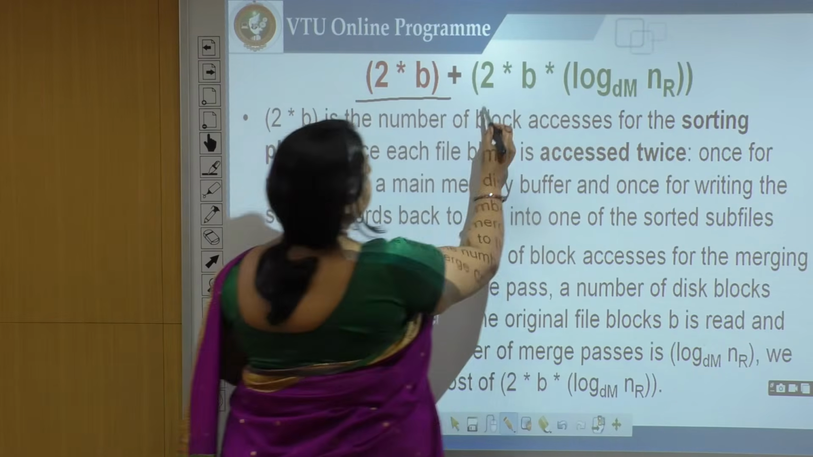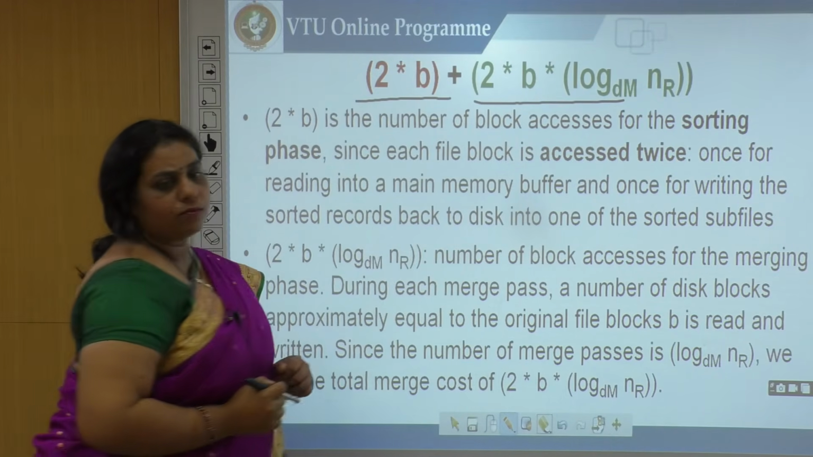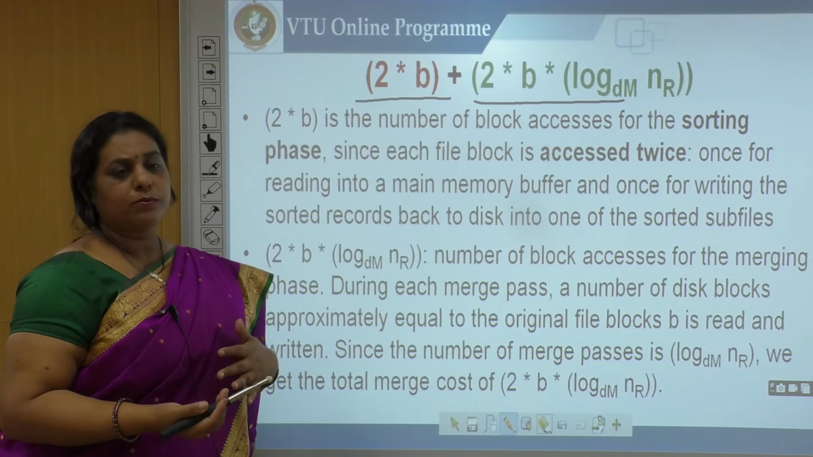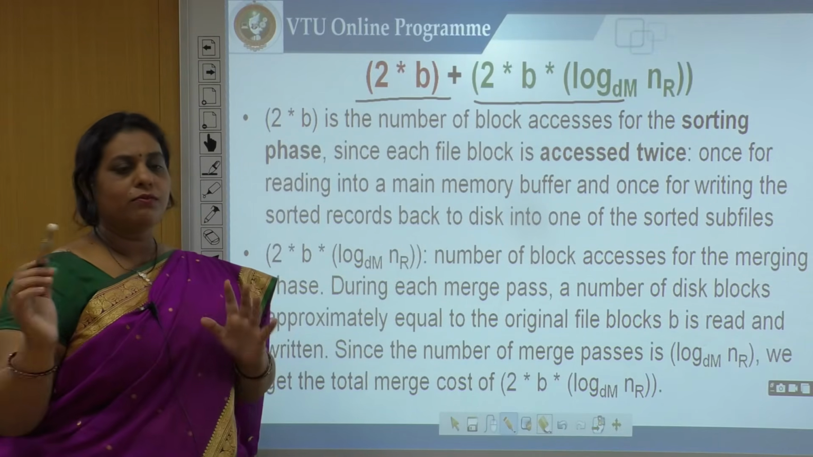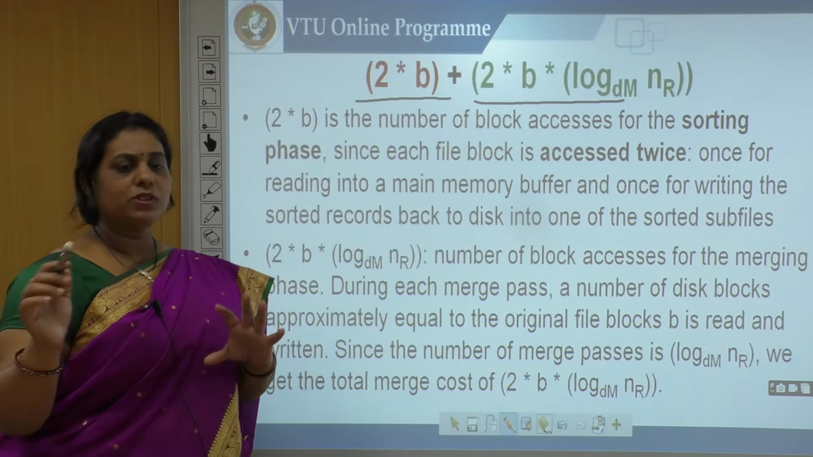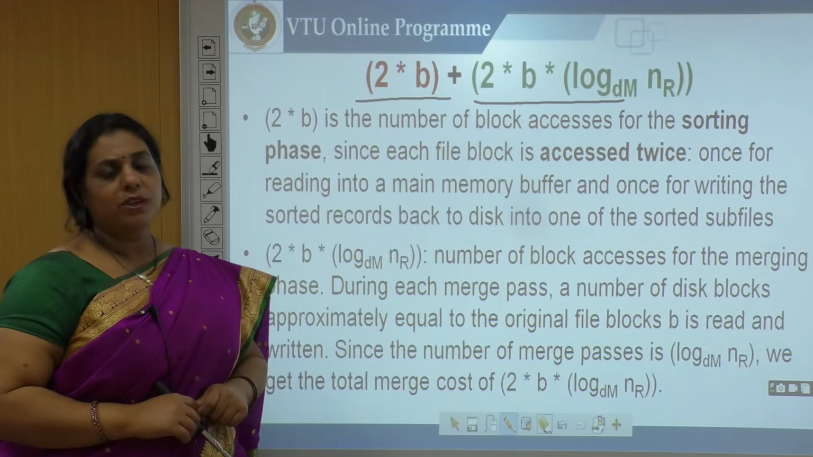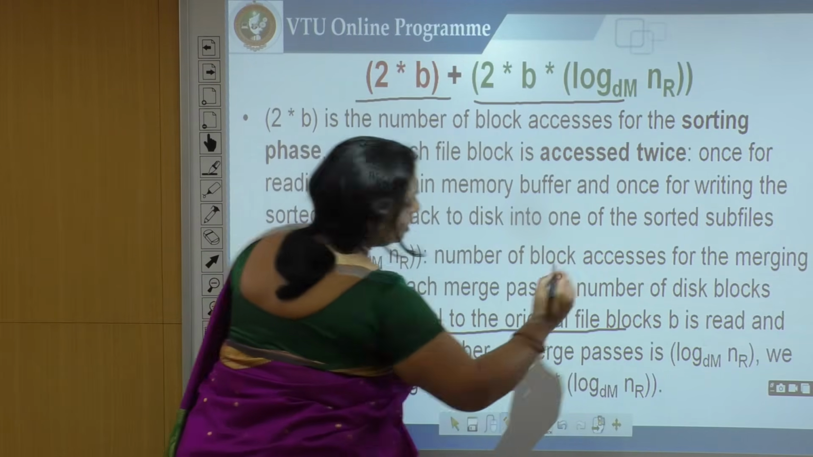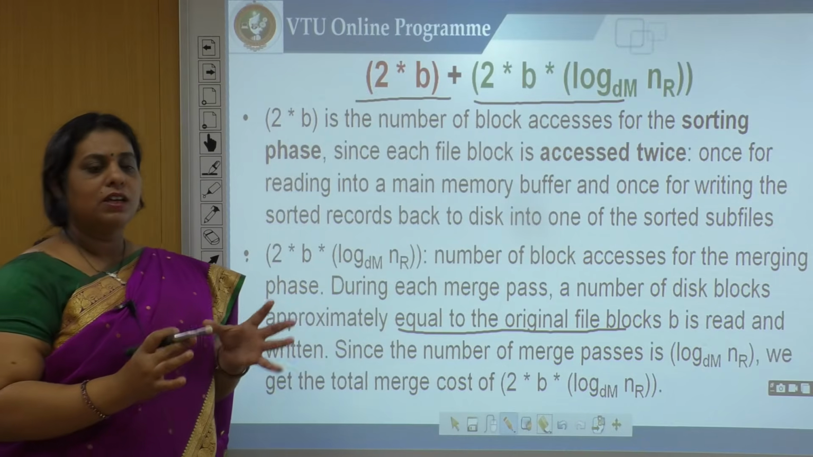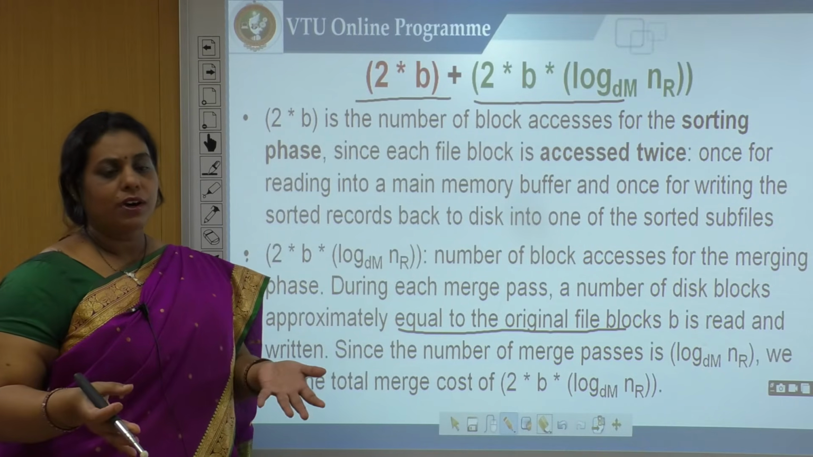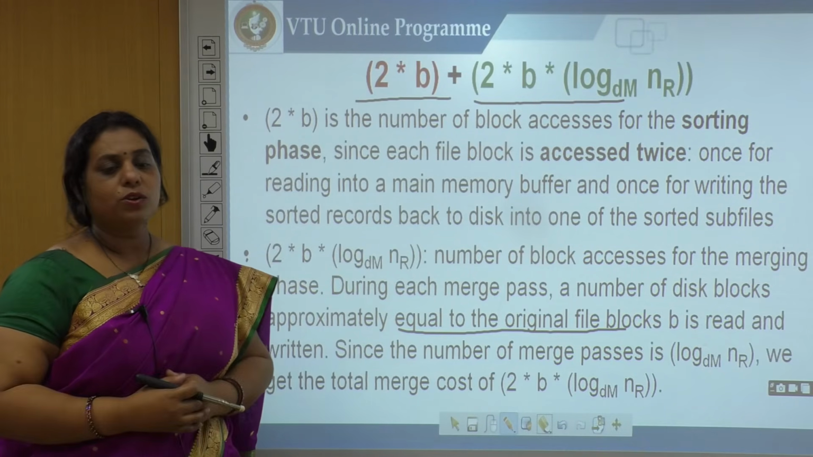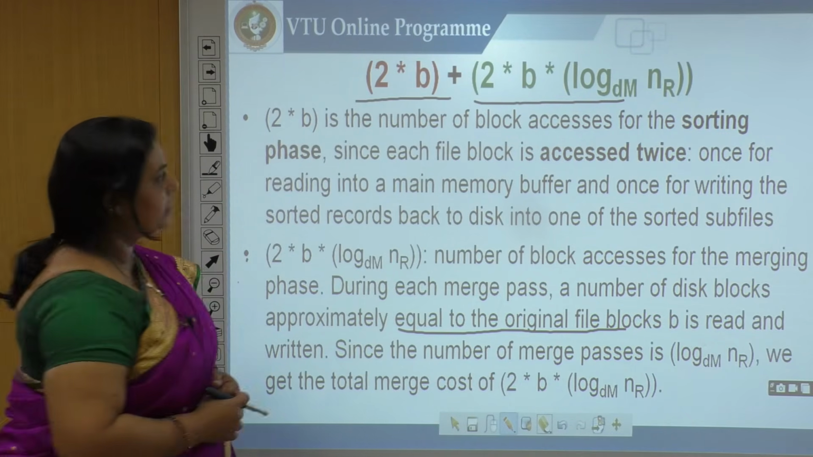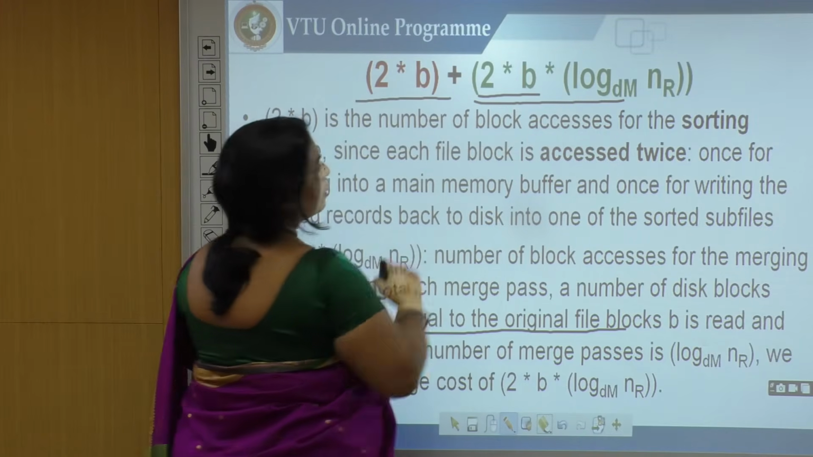Second, how about the merge now? In merge also, I was accessing all the data at a given time. 205 subfiles were accessed. 205 subfiles was equal to a whole complete file B, right? That's why it equals the original file blocks. 205 subblocks, what is the meaning? It is the entire file which was split into smaller sorted 205 blocks, right? Again here I have accessed twice. That's why it is 2 into B.